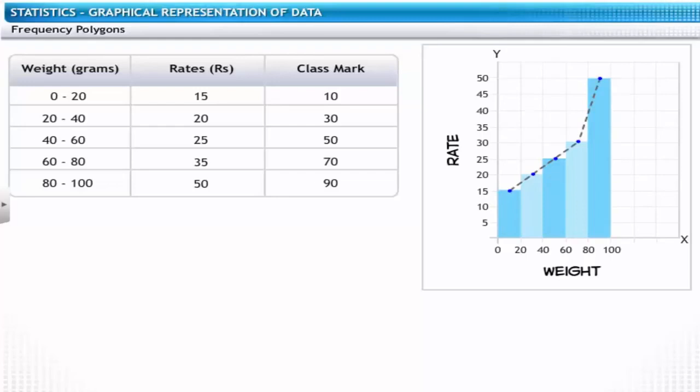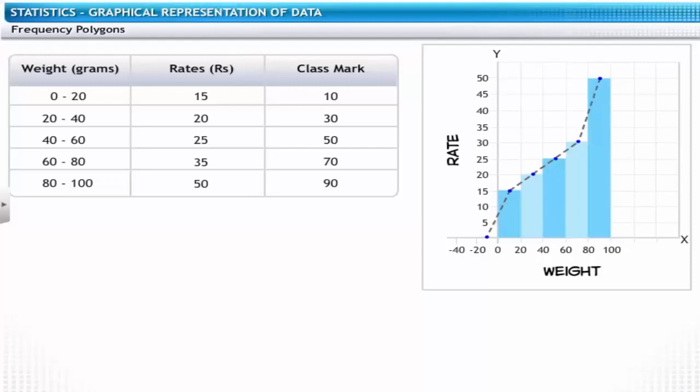Does that complete our frequency polygon? Not quite. To complete the frequency polygon, we need to join it to the x-axis. For this, consider an imaginary class interval of -20 to 0 before the first class interval given in the table. Join the midpoint of this class interval, that is, -10 on the x-axis, to the beginning of the frequency polygon.